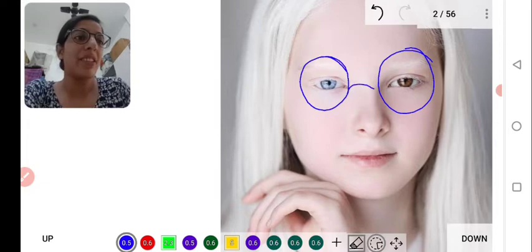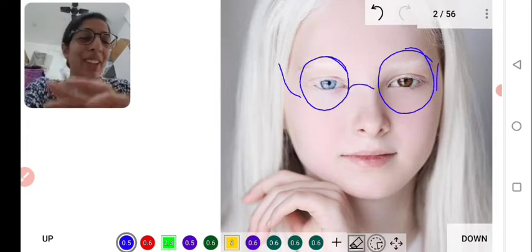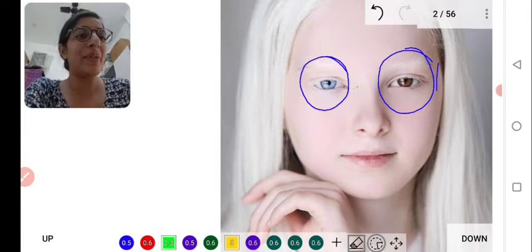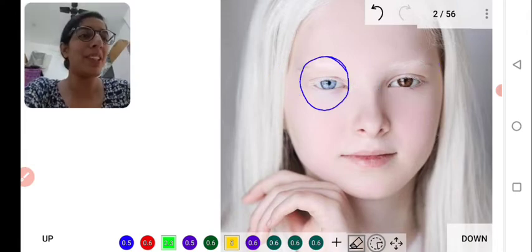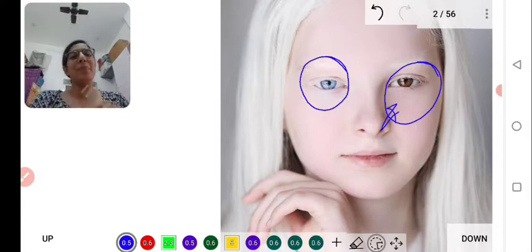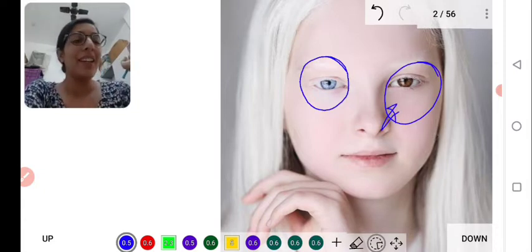Making spectacles now. Okay, let's erase this. Just focus on her studies. She looks cute in spectacles, right? Okay. Let's focus on study again.